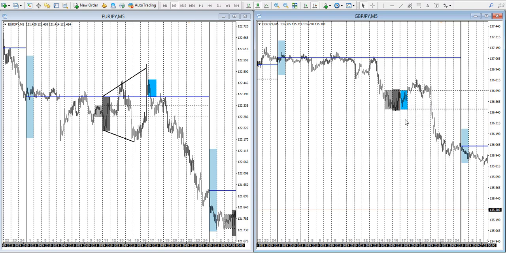So we have got here in the blue shaded area 6 a.m. New York, and you can see that little rally the pound yen made there from that particular area. And also Euro Yen.